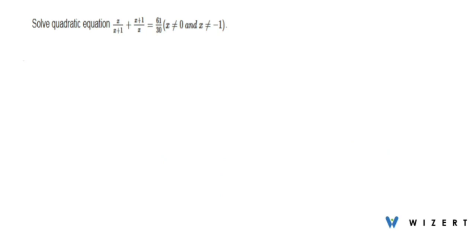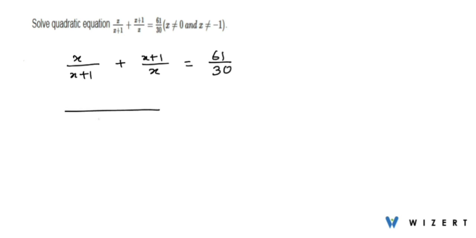We have to solve the quadratic equation x upon x plus 1 plus x plus 1 upon x is equal to 61 by 30. So first of all, let us simplify it and make it a quadratic equation. So if we take LCM and we simplify it, then we will obtain this.